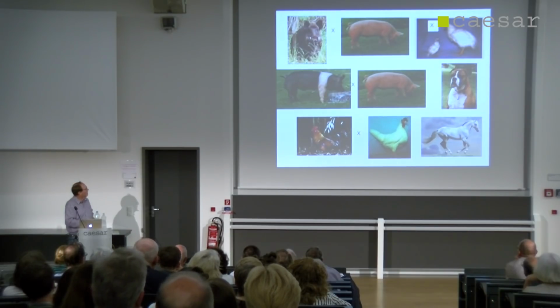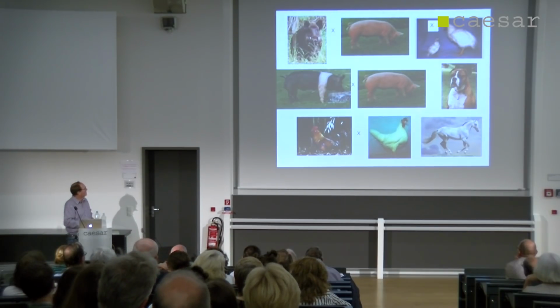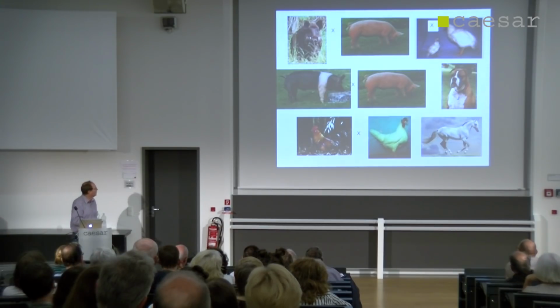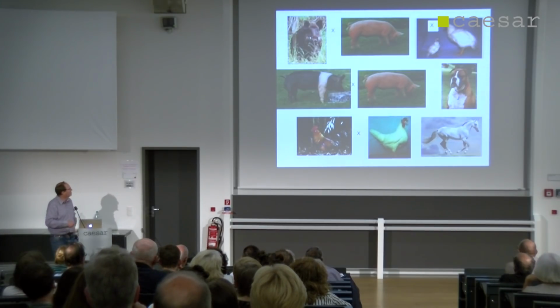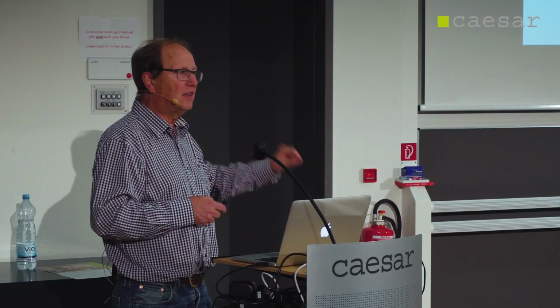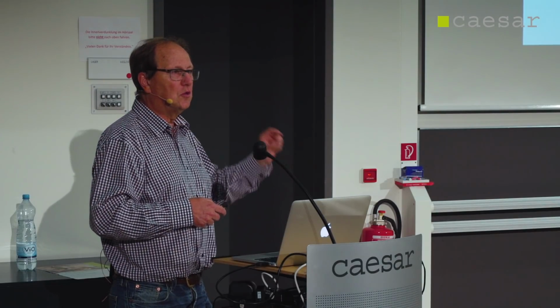We have also studied dog genetics, horse genetics, and chicken. We crossed the wild chicken with the domestic chicken. So a lot of the variation you see in this picture, we have in fact nailed down to the gene and the mutation underlying this.